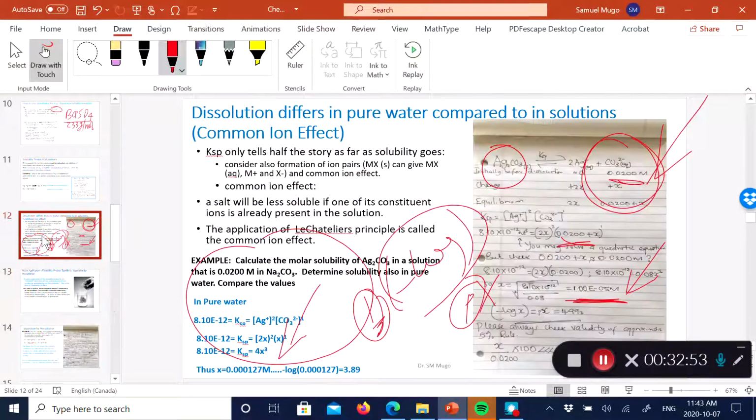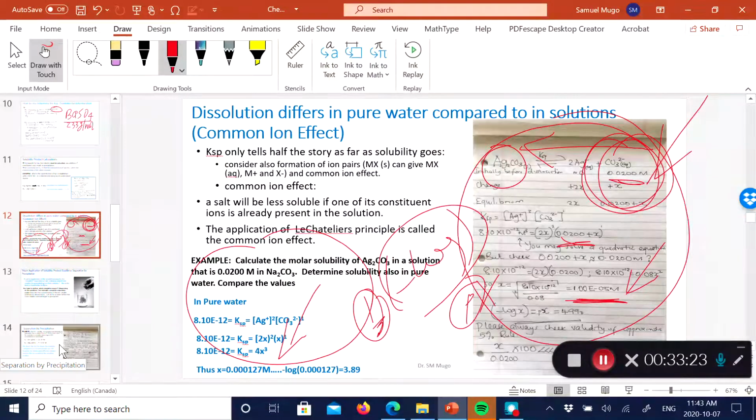And hopefully you can see why. If I've got a constituent ion here, based on Le Chatelier's principle, you can see that the equilibrium largely is going to be pushed back in the backward direction, because I already have the constituent ion. And you can see why this one is less soluble compared to when you're just dissolving it in pure water, because of Le Chatelier's principle.